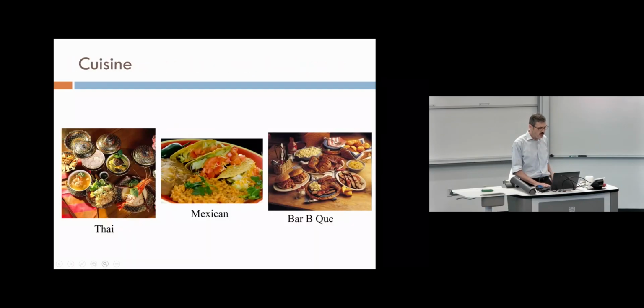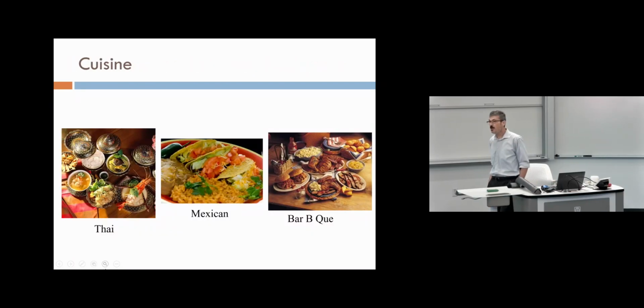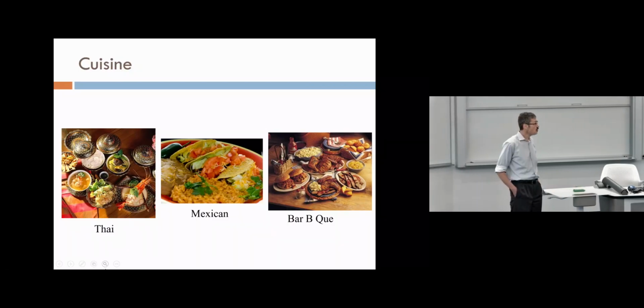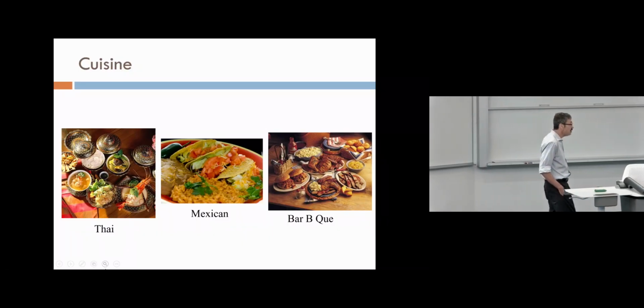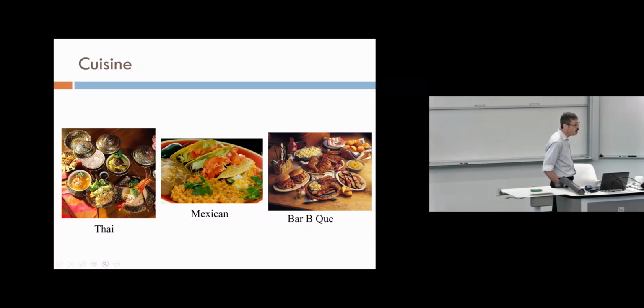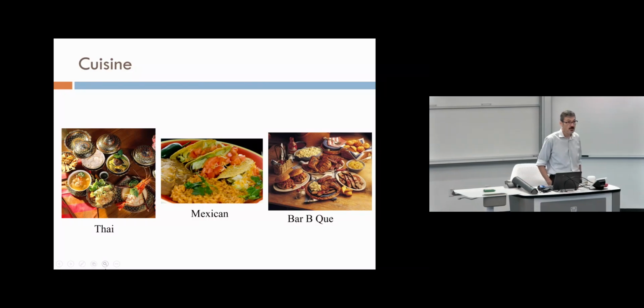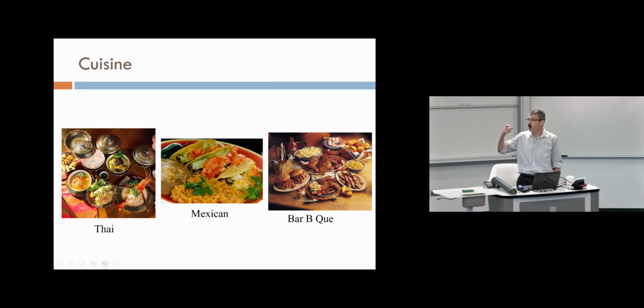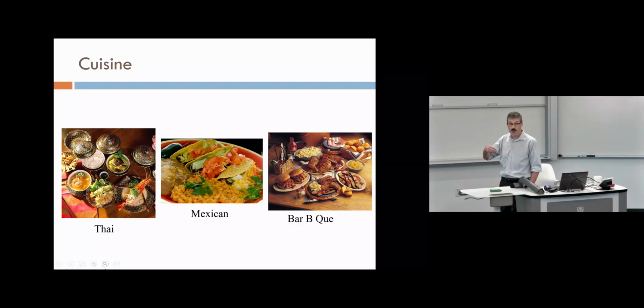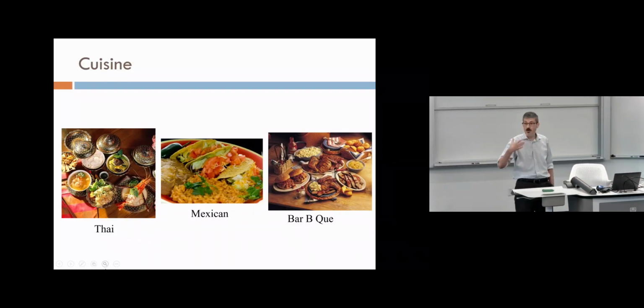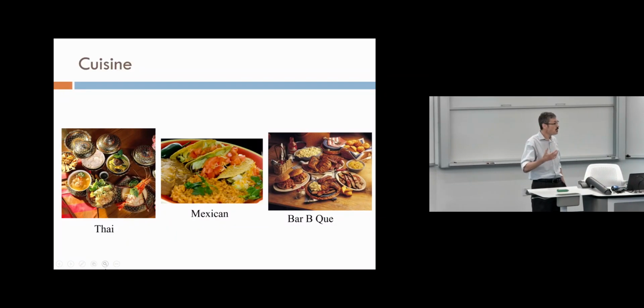And the decisions are these. First, I want to know something about what cuisine I should serve at the restaurant. Should I have Thai food, or Mexican food, or barbecue food? Clearly, I want to offer the one that's going to deliver customers to my business. But I also have to think about what it costs me, because there's an investment that I'm going to make.